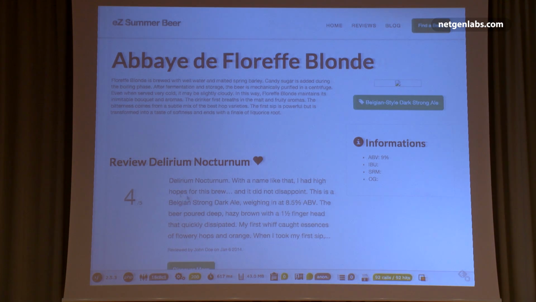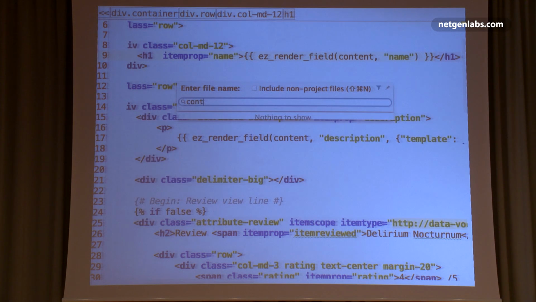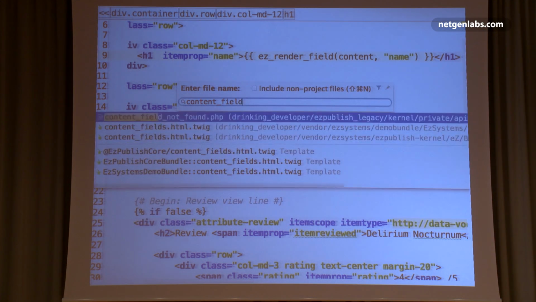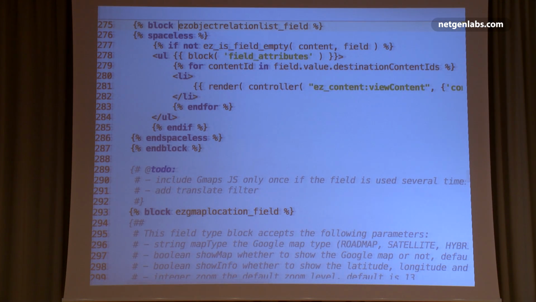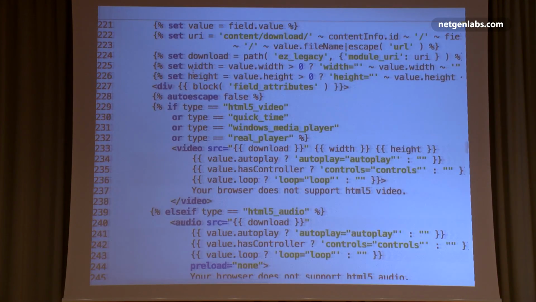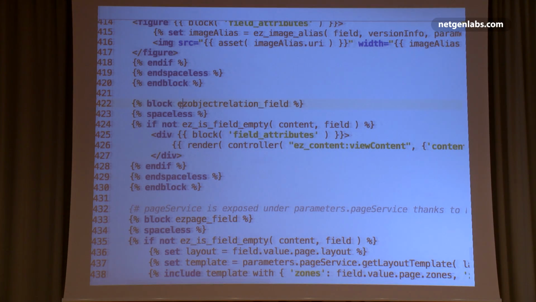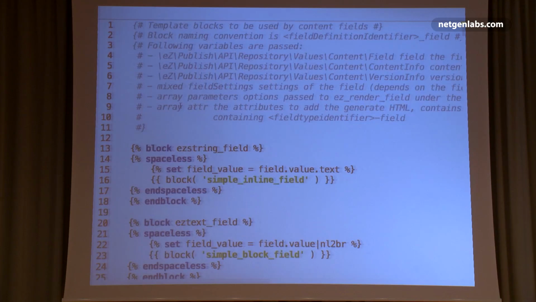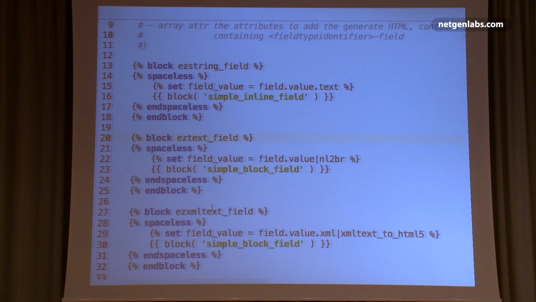Okay. So, I urged you before to have this content fields templates, which is inside the Easy Publish kernel. This is basically the base templates for rendering fields that is used by default by Easy Publish. So here you will have a very long template with several blocks, one for each field type. For example, for the first one, you will have easy string that perfectly fits for the name. You have the one for easy text field, easy XML text field, and so on.